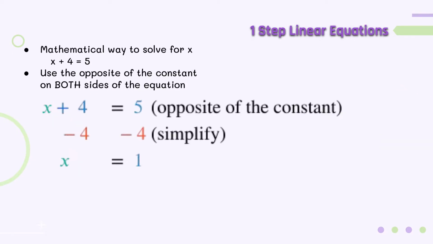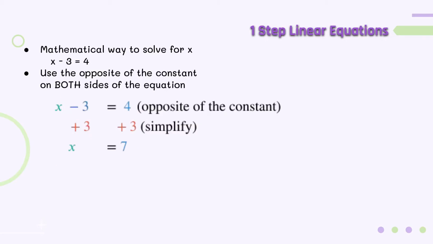So another way, and probably a much faster way to solve this problem, is for x plus 4 equals 5, we're going to use the opposite of the constant on both sides of the equation. Now the opposite of the constant that we're using is going to be the constant that is on the same side of the equation as the variable. So the opposite of positive 4 is negative 4. So what I do to one side of the equation, I must do to the other. So then I simplify and I get x is equal to 1.